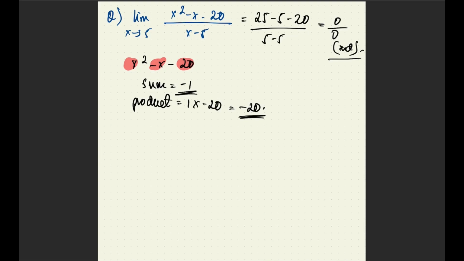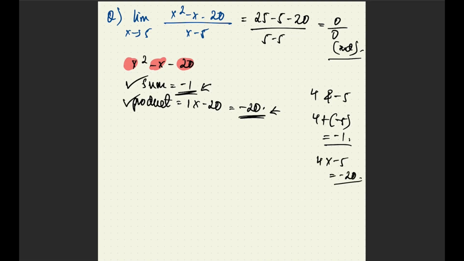So now I need two numbers that add up to give me -1 and that multiply to give me -20. So I can think of 4 and -5. When I do 4 plus -5, I'm going to get -1, which is our sum over here. And at the same time, when I do 4 multiplied by -5, I'm going to get -20, which is our product over here. So therefore, our two numbers are 4 and -5.